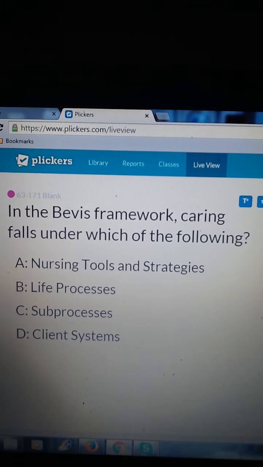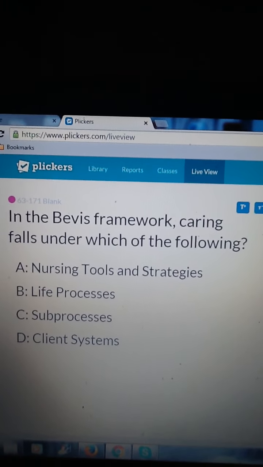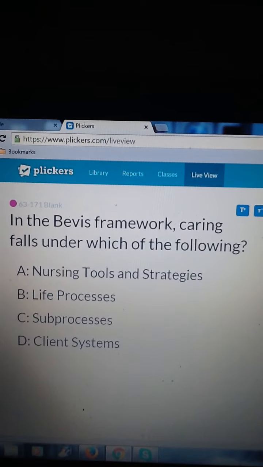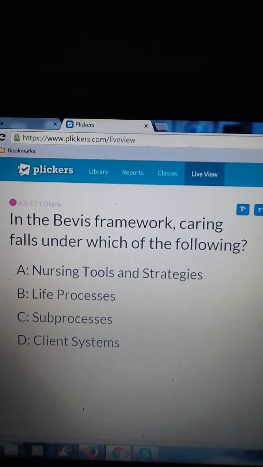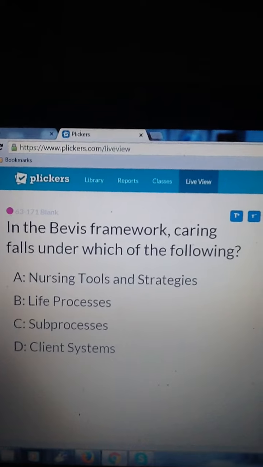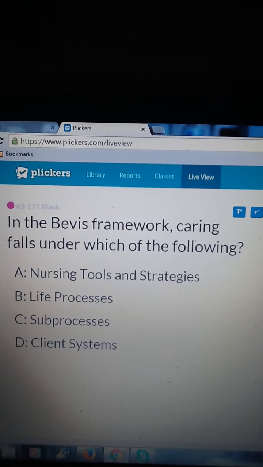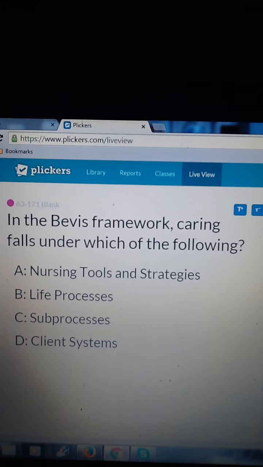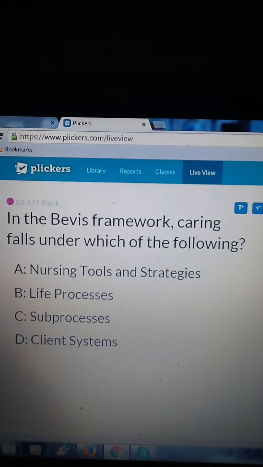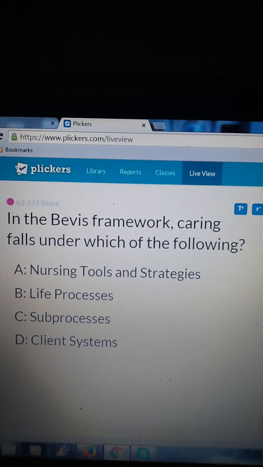In the Beavis framework, caring falls under which of the following? Okay, you guys know this one because you use the nursing tools and strategies in your reflective journals. And caring is one of the nursing tools that we use in our toolbox. So the answer to this question is A, nursing tools and strategies.